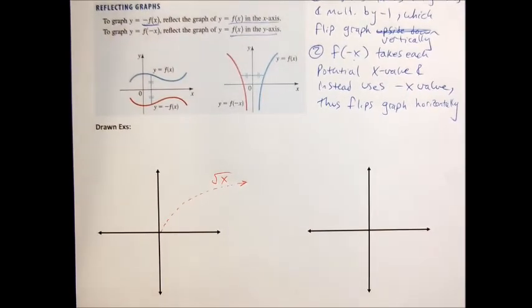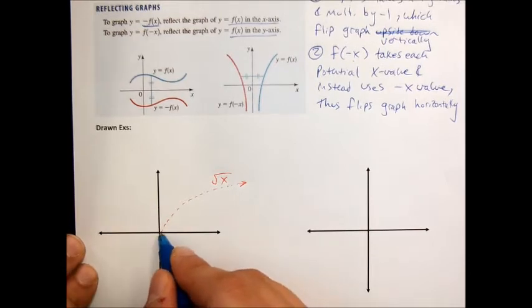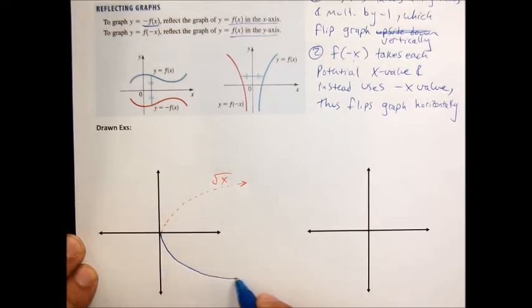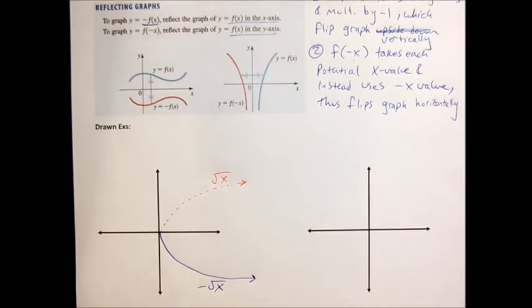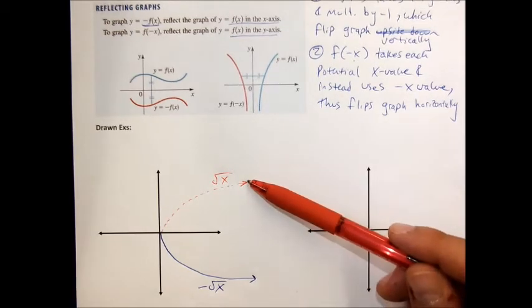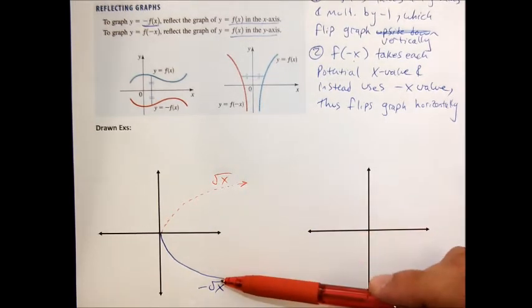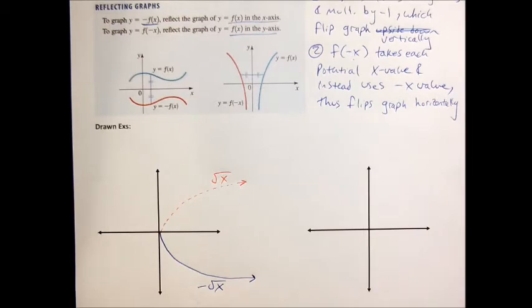And so minus square root of x would do that same thing, but we'd flip it upside down. Oh gosh, I just did it again. Vertically, because we flipped it over the x-axis. We just took every y value and made all the positive ones negative. And so it flips over like that.